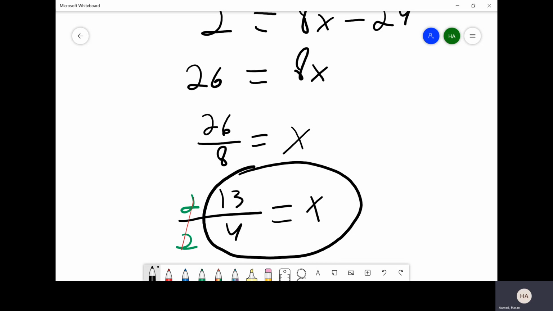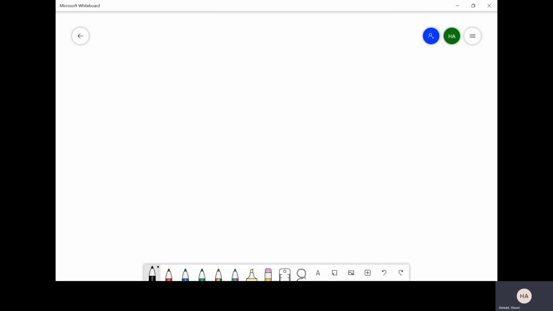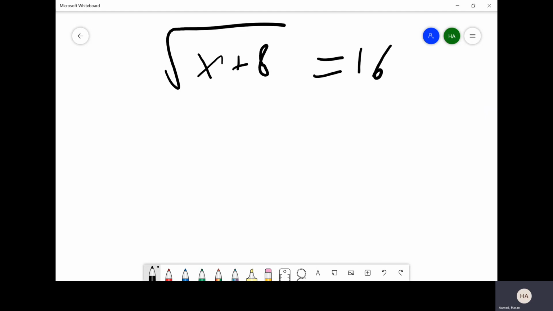Okay, so now let's go ahead and move on. For the next part, we're not going to try to find the solution. We're only going to try to find the domain. So to find the domain of this equation, we have square root of x plus 8 is equal to 16.